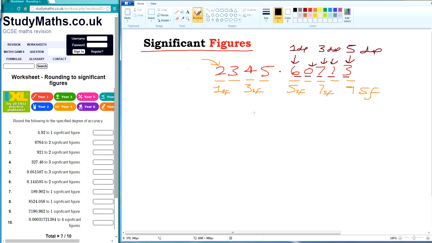Now let's have a look at another number. Let's say, for example, you start with 0.0050126. Okay, and I'll run the decimal place comparison for a little bit longer. So here's my first decimal place, second decimal place, third, fourth, fifth, sixth, and seventh. So 1, 2, 3, 4, 5, 6, 7.